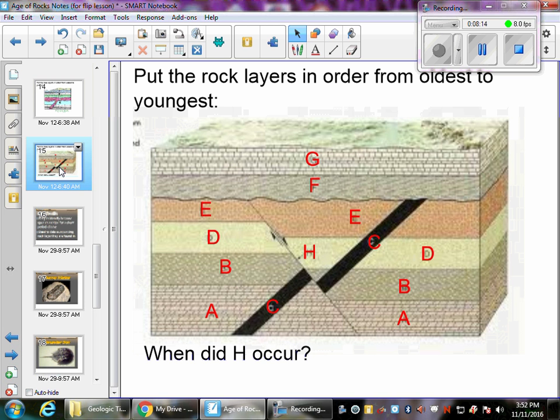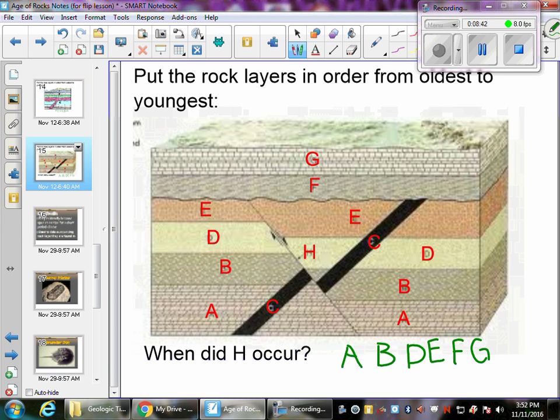All right, hopefully you've tried putting this together, and don't worry if you're struggling with this some. Tomorrow we're going to go through this and we'll go through any questions that you have. But we should start by putting them in order from oldest to youngest. So we'll start at the bottom here. We've got A on here. Then we should have, as we move upwards, B, D, E, F, G. Those are our layers.